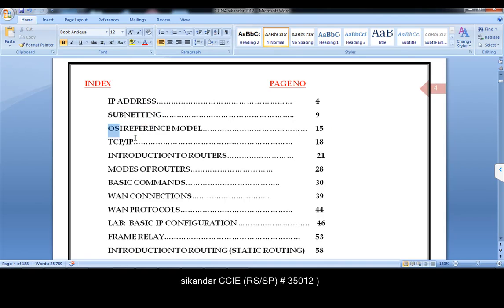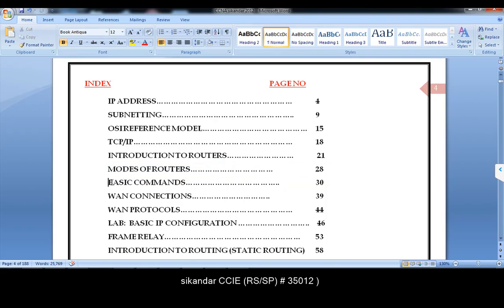And then we'll have some basic understanding of the OSI reference model and TCP/IP models, how exactly these models describe the network communication. Then we get into some introduction to the routers, where we'll see what a router is, the different components of the router, the different ports of the router, how the connectivity is established, and different models of the routers. And then we see the different modes of the routers, including some basic commands.